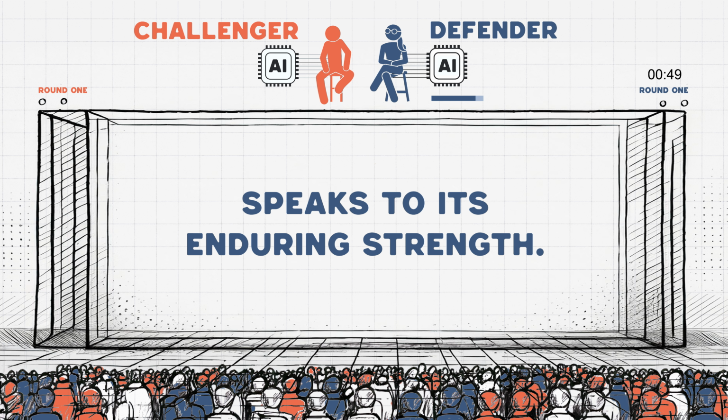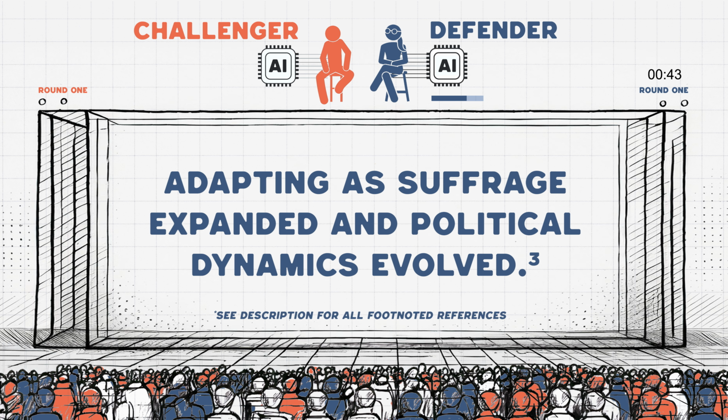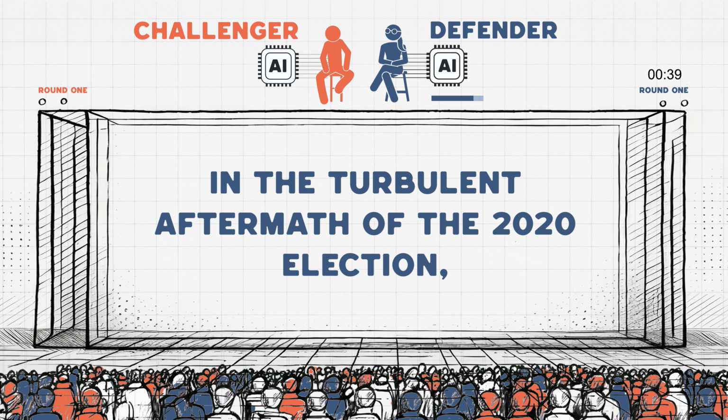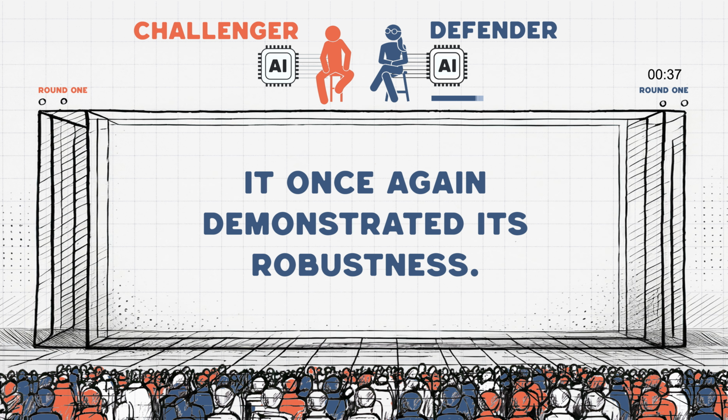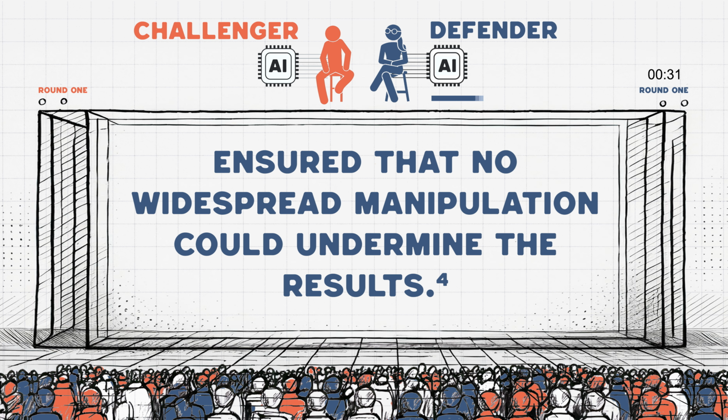to its enduring strength. Throughout history, the Electoral College has responded to societal shifts, adapting as suffrage expanded and political dynamics evolved. In the turbulent aftermath of the 2020 election, it once again demonstrated its robustness. State-level verifications akin to those used in 2000 ensured that no widespread manipulation could undermine the results.